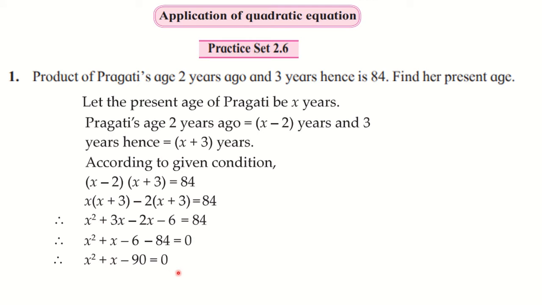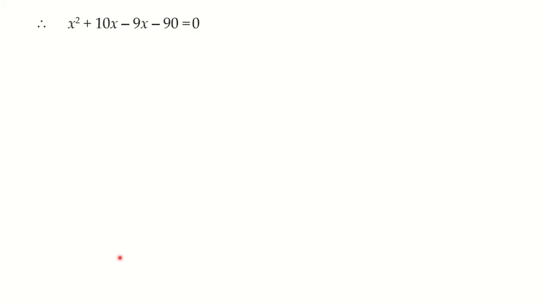Now, since these two have opposite signs, we need to decide the sign of the bigger number. For that purpose, you can see the middle term sign, that is positive. So the bigger number will have the plus sign. So the numbers are plus 10 and minus 9. So split the middle term as plus 10 and minus 9. So x square plus 10x minus 9x minus 90 is equal to 0.